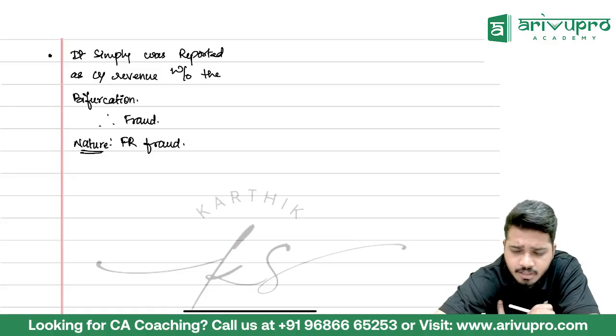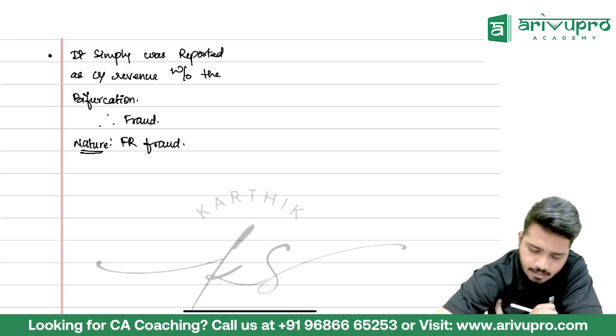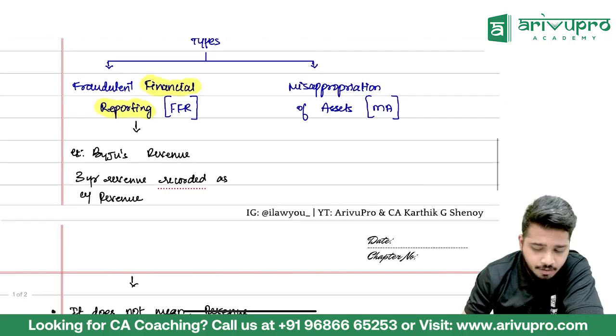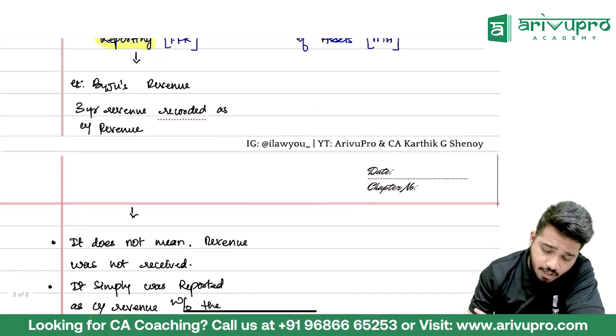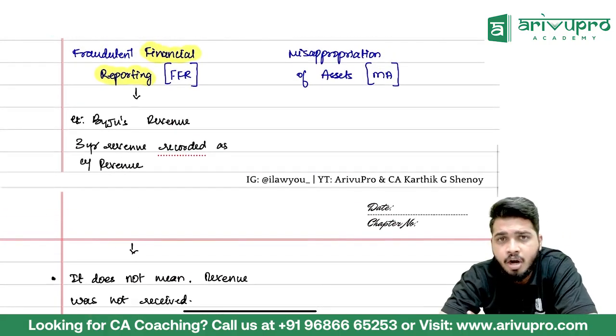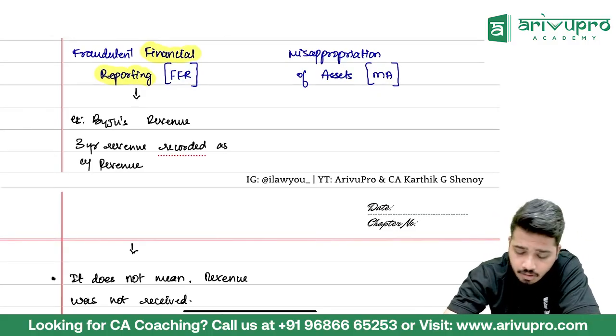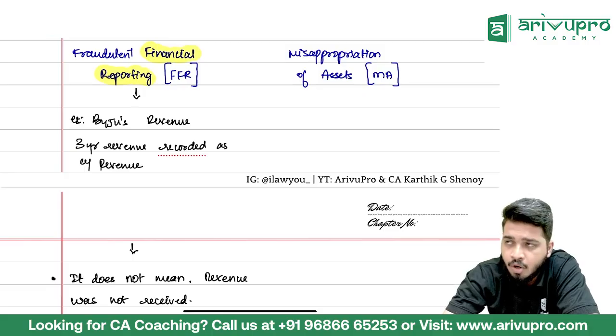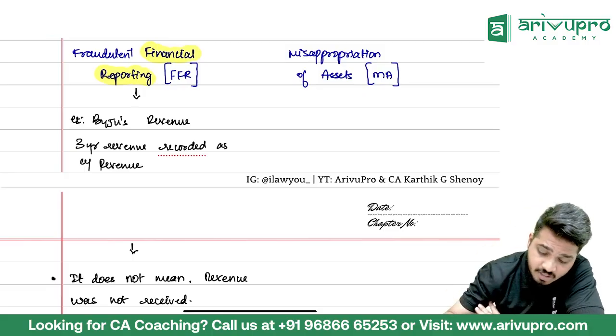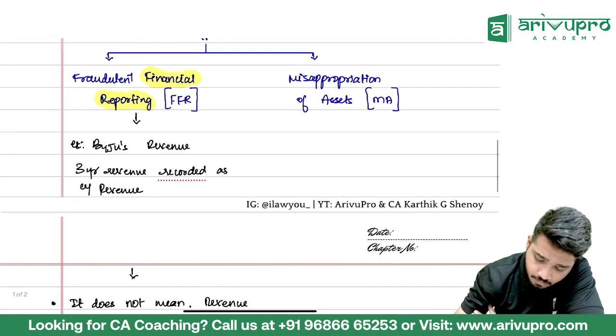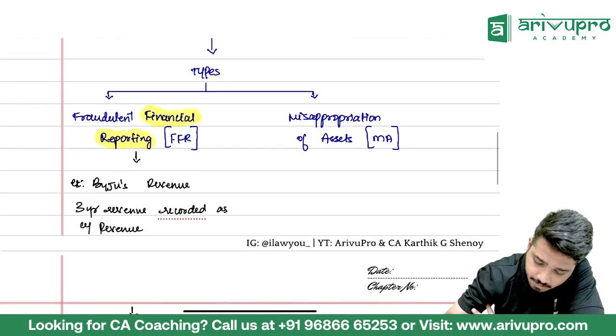Like there are many examples we have to discuss in the upcoming portions of this chapter, or the standard rather. Clear? Yes. So this is still a fraud only. Why? We are talking about financial reporting fraud, not misappropriation of assets. Clear? So in this, how do we do it? Sir, intentional misstatement.